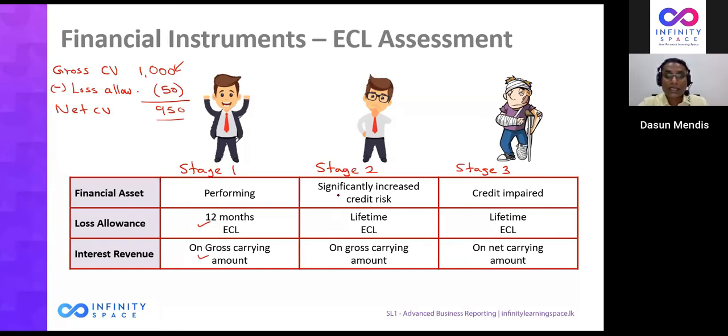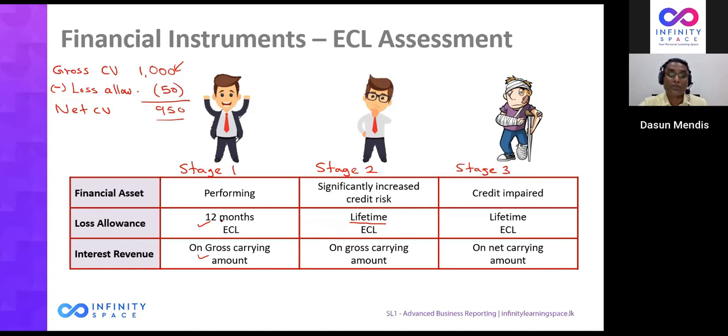If the credit risk has significantly increased compared with the initial recognition of the financial asset, then you go to stage number 2. In stage number 2, the difference is it's not the 12 months expected credit loss. You have to consider all the loss events which can happen over the entire life of the financial asset.